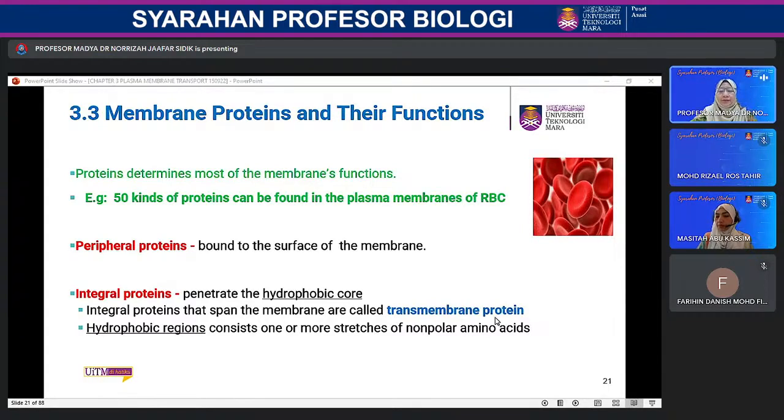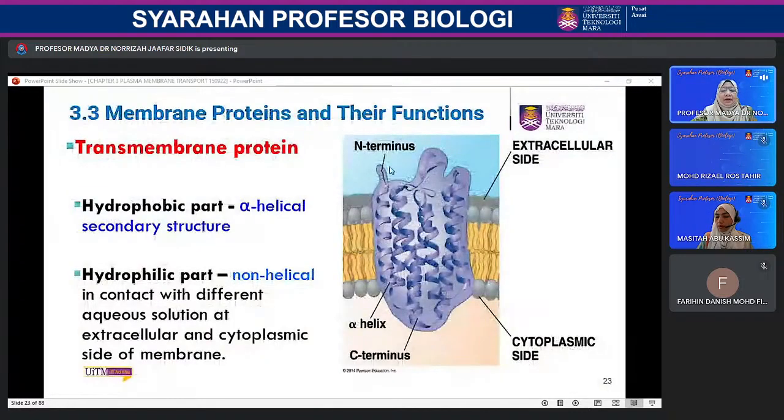If we look at the structure of the transmembrane proteins, they have two parts. One is the hydrophobic part, which is the alpha helix secondary structure, and the other is the hydrophilic part, the non-helical part, which is in contact with different aqueous solutions at the extracellular and cytoplasmic sides of the membrane.